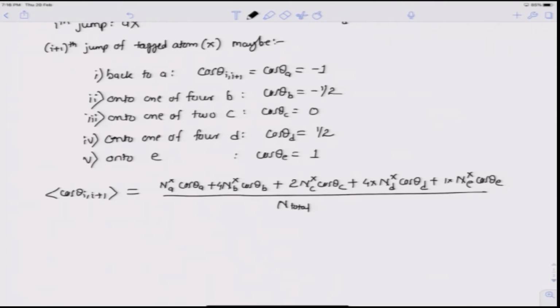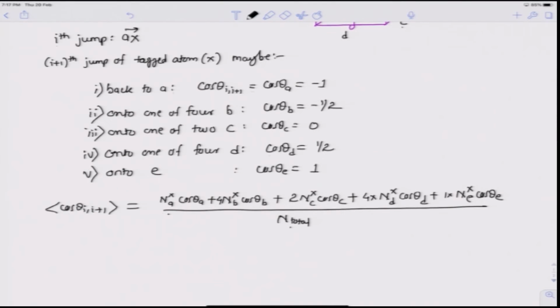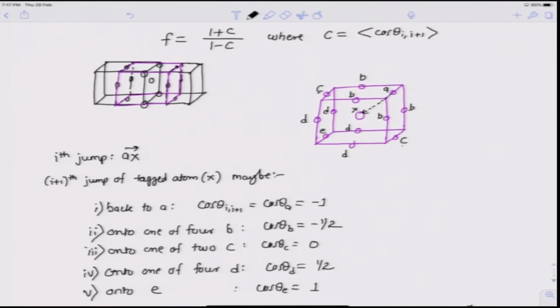So, we need the number of each type of jumps that the X makes, those we call n_xA, n_xB, n_xC and so on. If we look at this, n_xA divided by n total is nothing but the fraction of total number of atoms which make the jump onto a site of type A, and this is nothing but the probability that the atom X will make its second jump back to A.